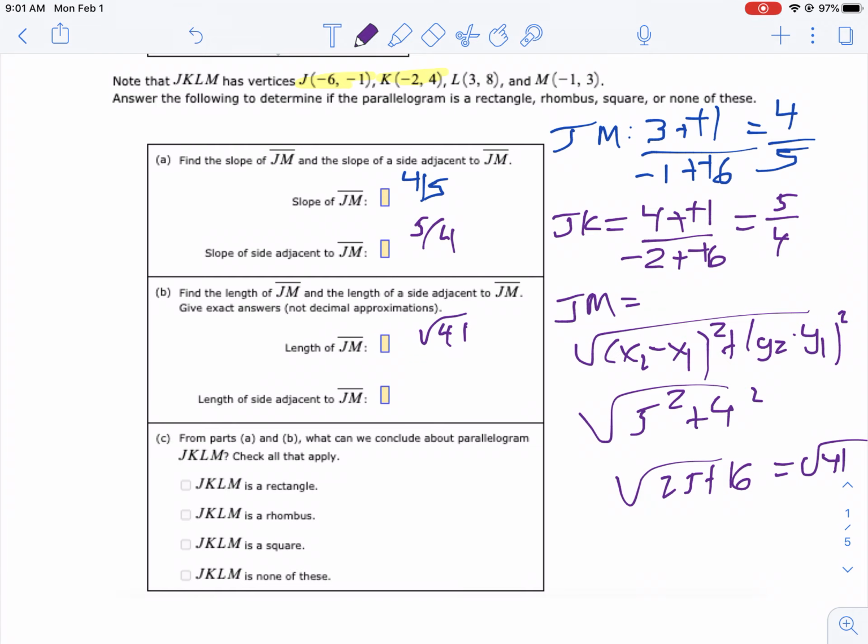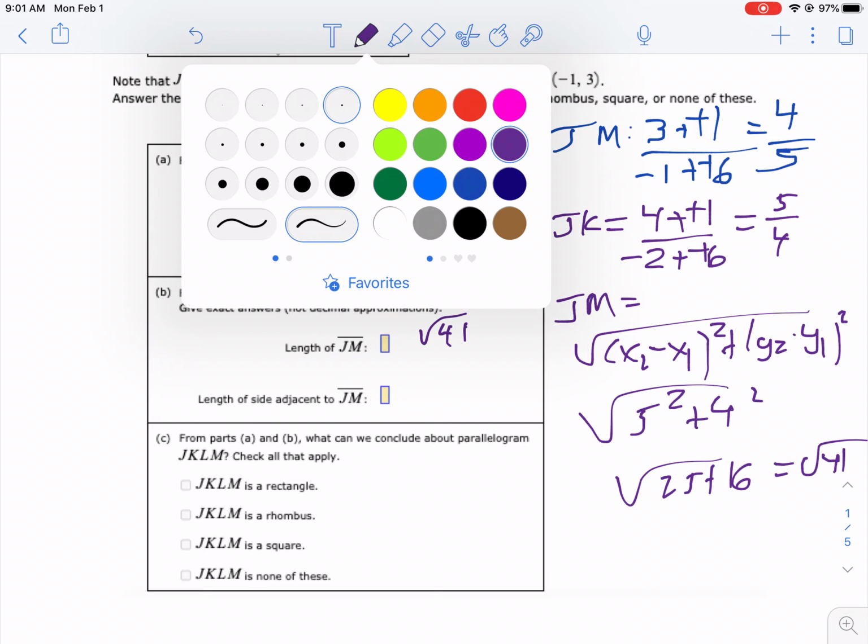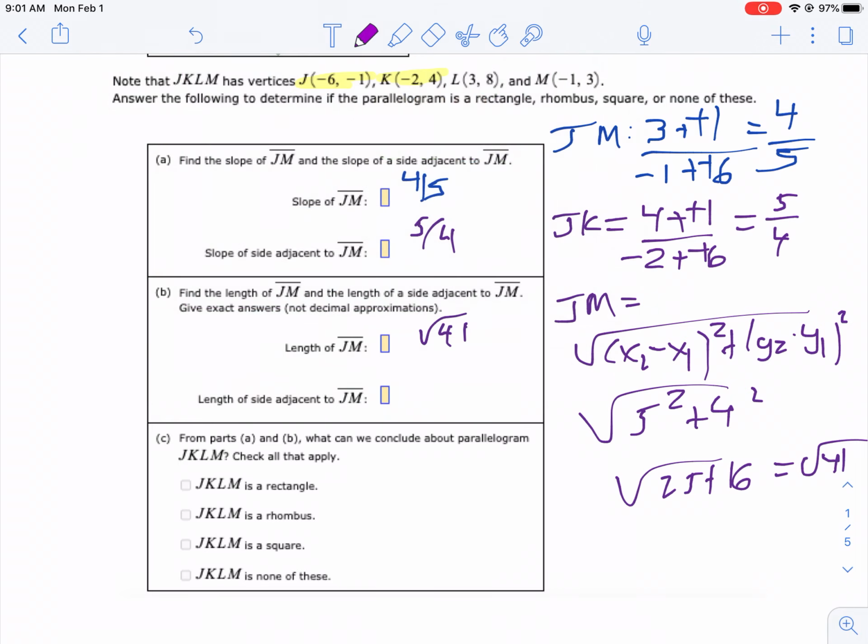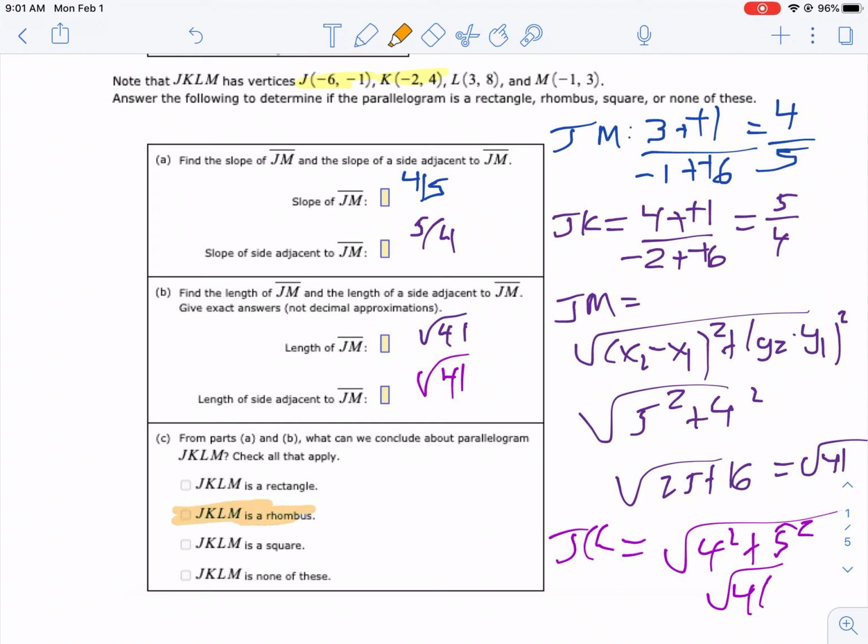I'll do the same thing for the side adjacent to JM, which will be JK. And that will be 4 squared plus 5 squared. Oh, look at that. That's the square root of 41, isn't it? So since the adjacent sides are congruent, that makes this shape a rhombus. It's not a square, because if it was a square, it would also have to be a rectangle. So we only choose square if we choose both rectangle and rhombus.